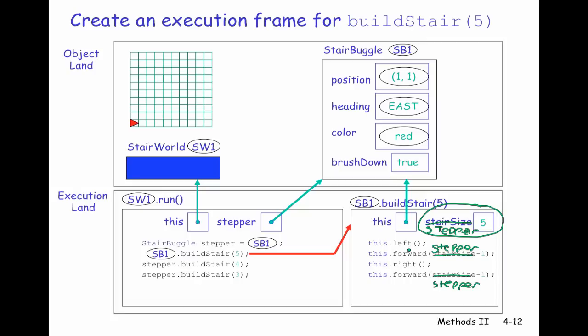Now notice, it might be a little confusing to us as human beings because in this other execution frame over here, we have the name stepper. But this execution frame here does not get confused at all because within an execution frame, the only place where you look for variables is in the variable section of that execution frame. And since this execution frame has nothing to do with the other one, the name stepper is just fine.